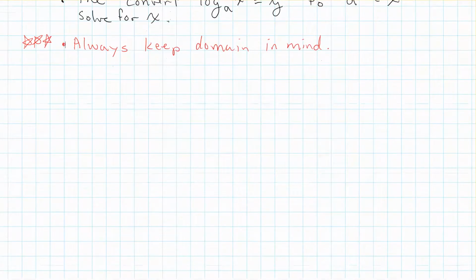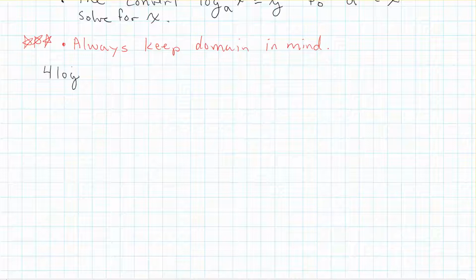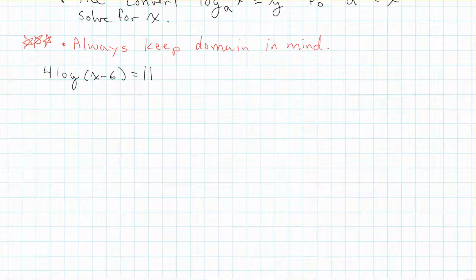So let's start with a relatively simple example here. Let's just go ahead and do 4 log of x minus 6 equals 11. Now, before I even go on and do anything else, I'm going to write domain down, because remember that logarithms have to have numbers greater than 0 plugged into them. So if x was 1, 1 minus 6 is negative 5, that's not okay. I can't put 1 in there. I have to put in something bigger than 6, actually.